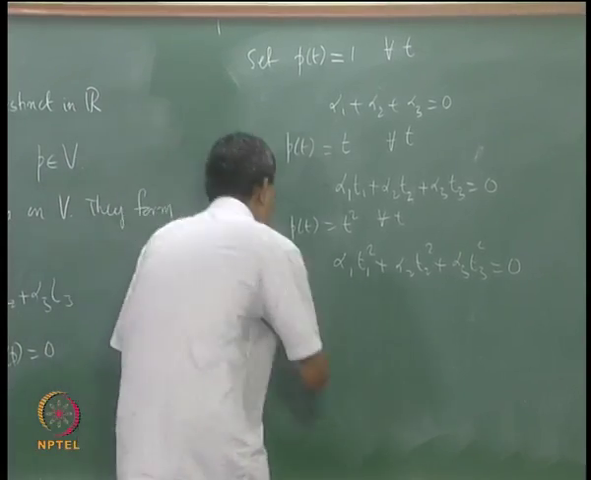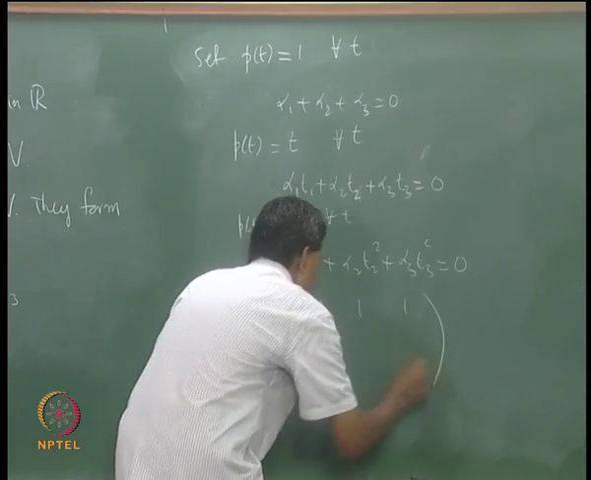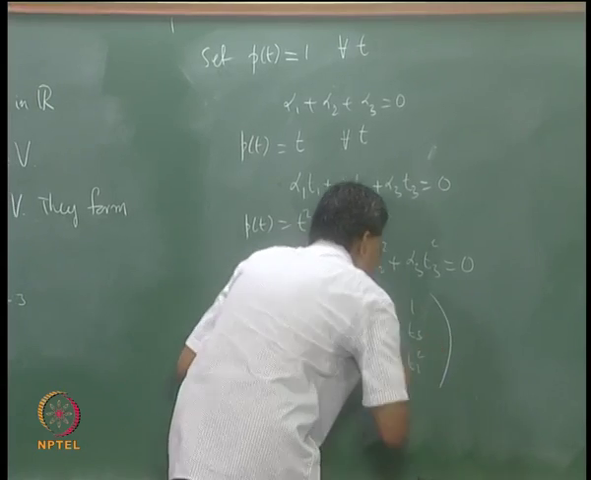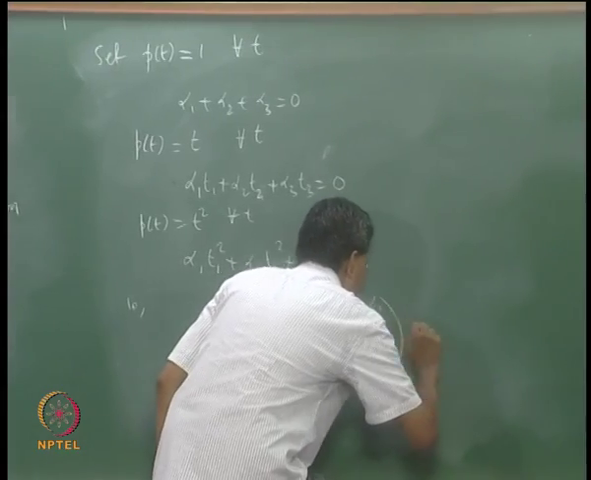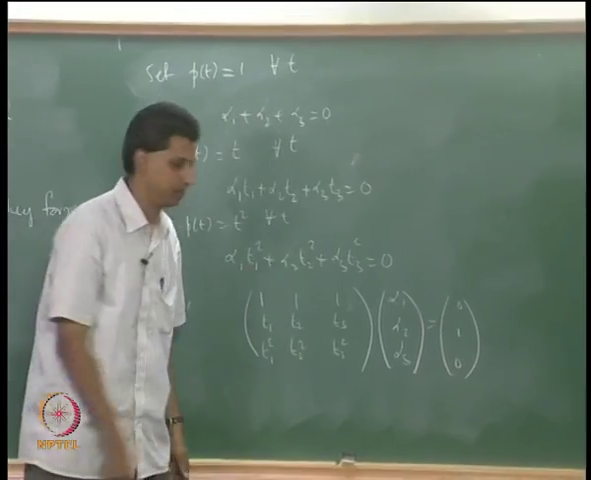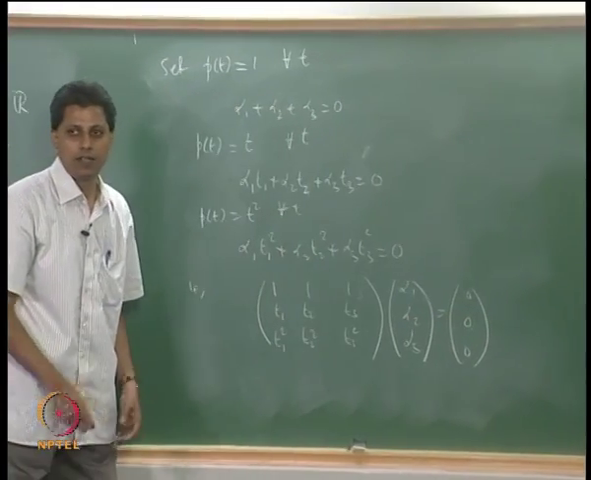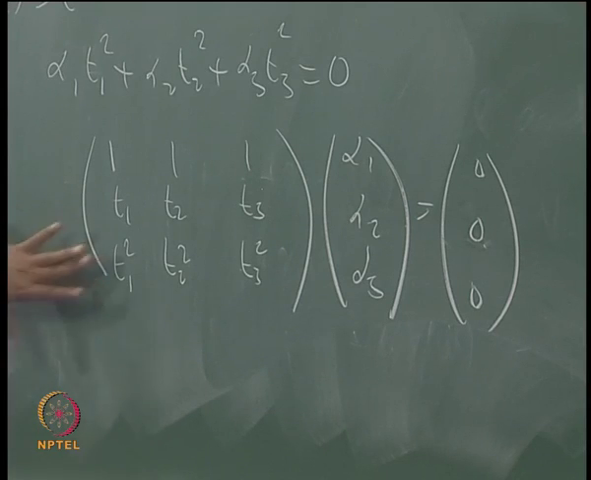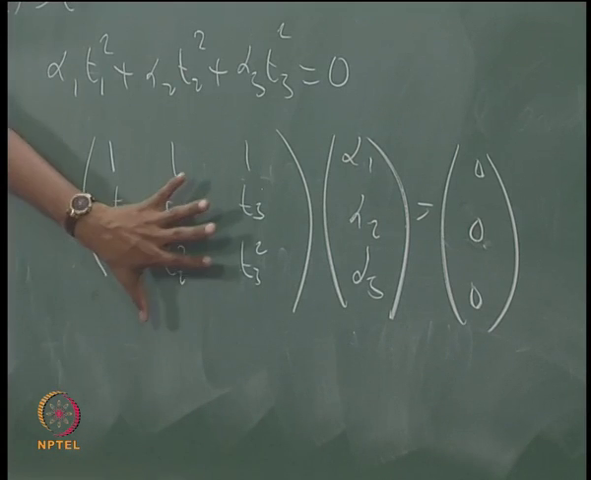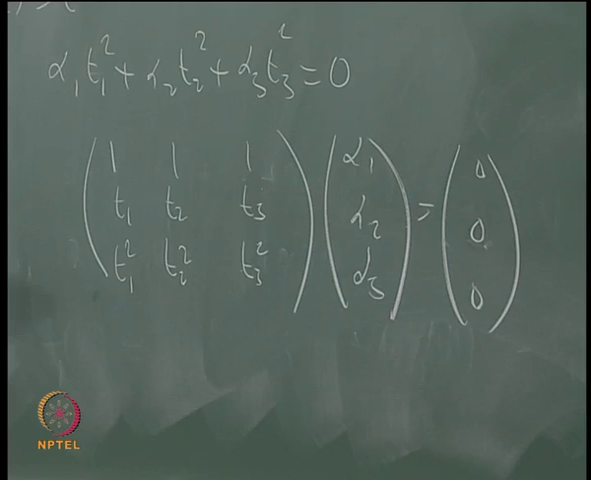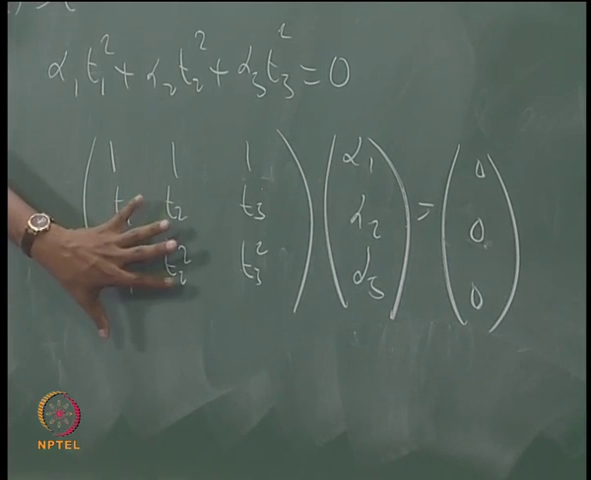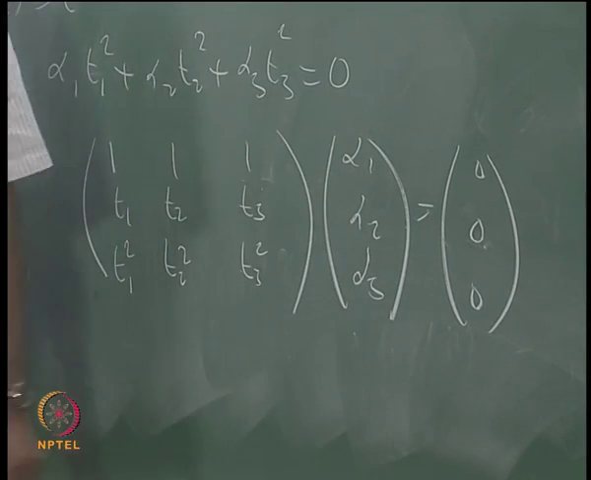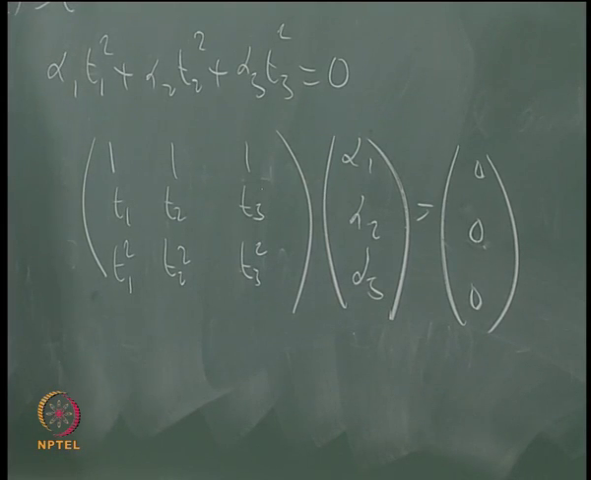I get a homogeneous system. The first row is 1, 1, 1, the second row T1, T2, T3, the third row T1 square, T2 square, T3 square, multiplied by alpha 1, alpha 2, alpha 3, okay. T1, T2, T3 are distinct numbers, and it can be shown that this matrix is invertible. You can do elementary row operations on this and reduce this to the identity matrix. This is the so-called Vandermonde matrix, okay. If T1, T2, T3 are distinct, then this matrix is invertible. A homogeneous system with an invertible coefficient matrix has only 0 as a solution. So alpha 1, alpha 2, alpha 3 are 0, and L1, L2, L3 are linearly independent, okay.